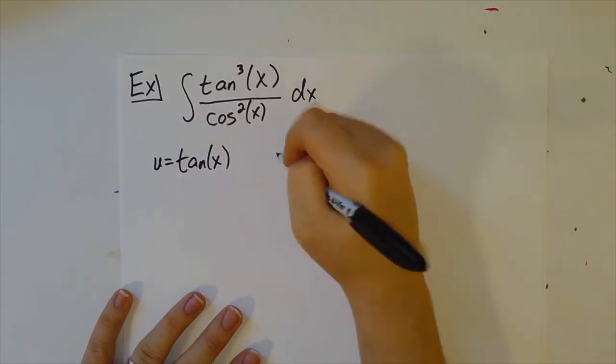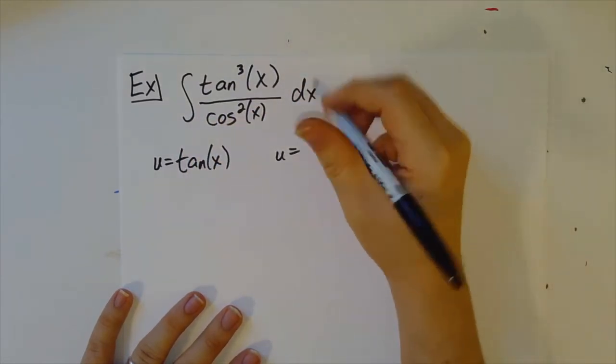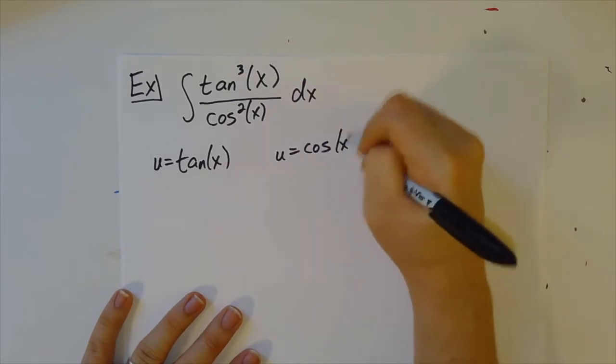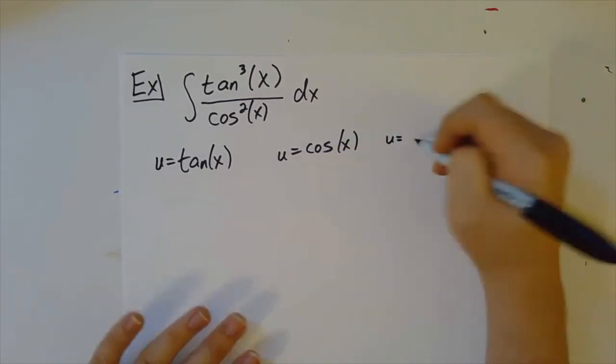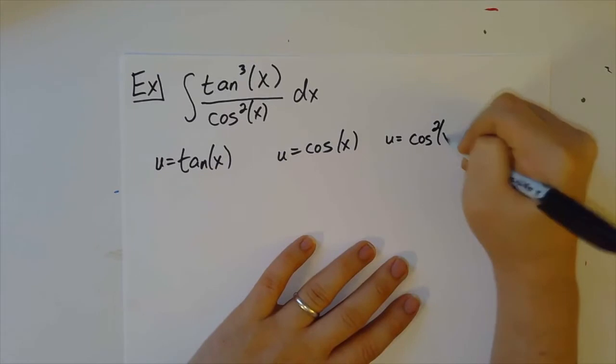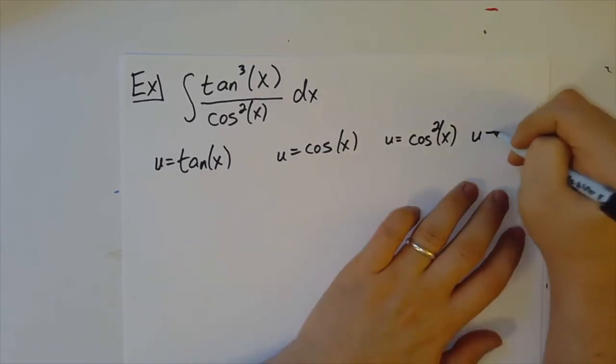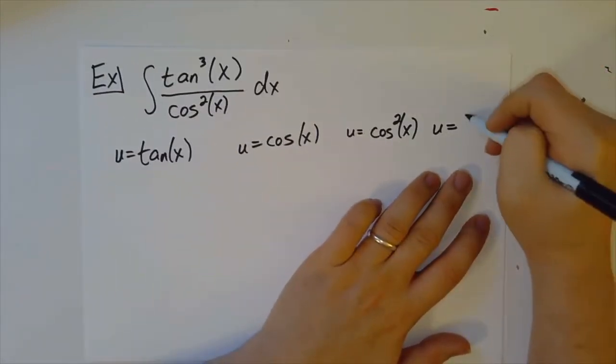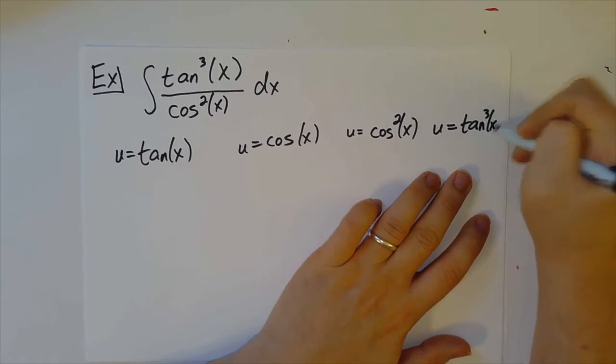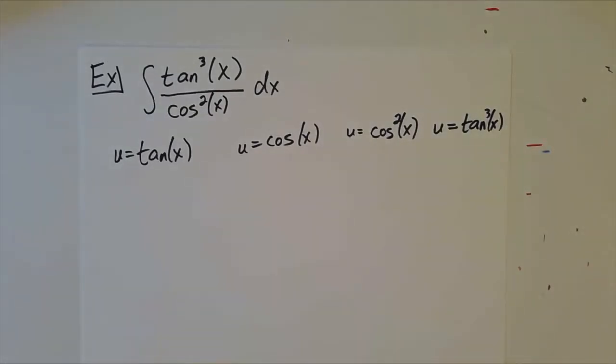I might take u as the tangent of x. I might take u as the cosine of x. I might take u as the cosine squared of x. Or I might take u as the tangent cubed of x. All of these look plausible from the get-go. So how do I decide which one of these is actually going to work? Because only one of these is going to work.